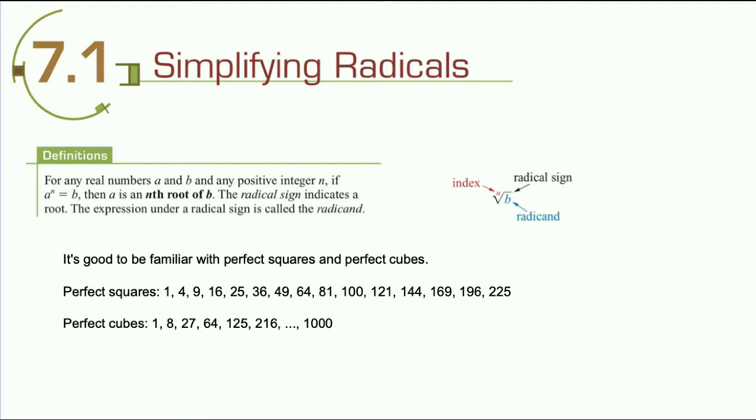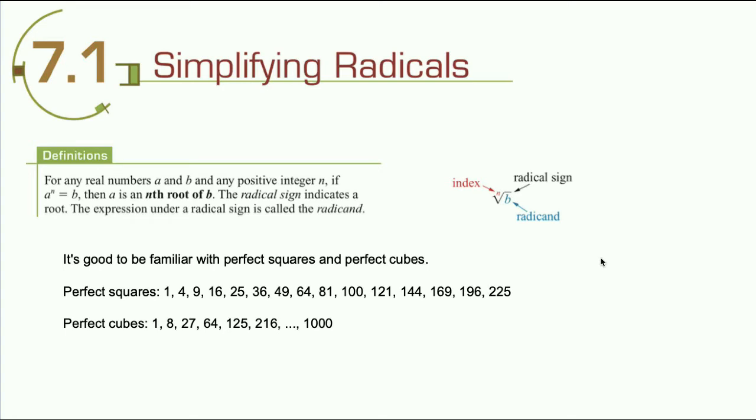We'll go ahead and start off with this definition here, and this says for any real numbers a and b, and any positive integer n, a to the n equals b if a is the nth root of b. The radical sign indicates a root. The expression under the radical is called the radicand. So over here we have a radical expression. Here's the radical sign, the index, and then the radicand.